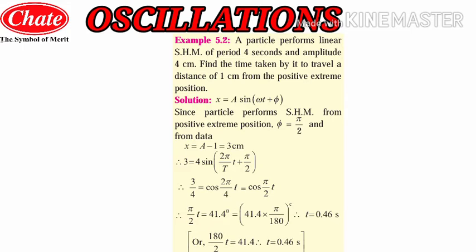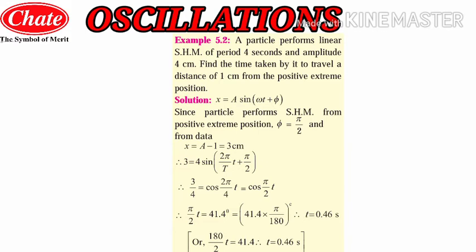So the formula which we are going to use is x = a sin(ωt + φ). So this is the formula we have to use here. While you are solving the problem, after reading the problem, you have to understand which formula to use. First of all, that has to be clear. Now the condition they have given is, since the particle performs the SHM from the positive extreme position, φ = π/2. Now the particle is performing SHM from the positive extreme point.